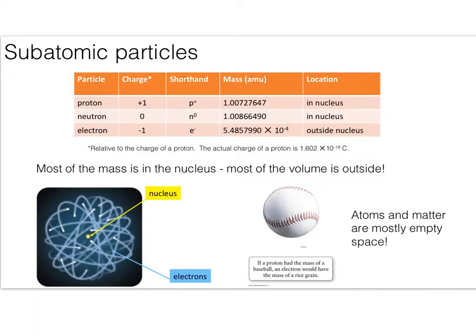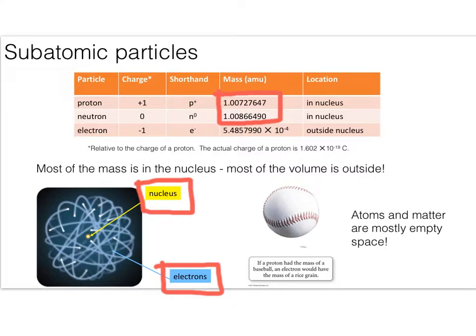Okay, so let's re-meet our three players here, the three subatomic particles. We have protons and neutrons that are going to exist, once again, inside the nucleus. And we have electrons that are going to be whizzing around outside, consisting of most of the volume for our particular atom. So protons and neutrons, as they both exist in the nucleus, also both consist of almost the entirety of the mass of the atom.